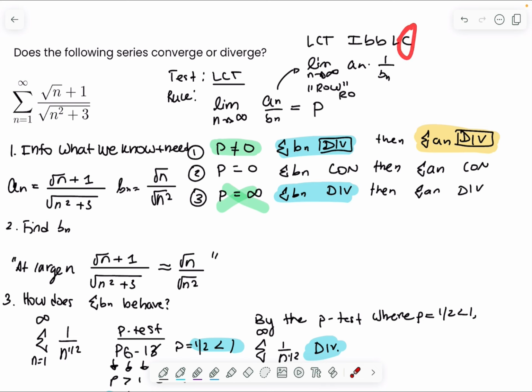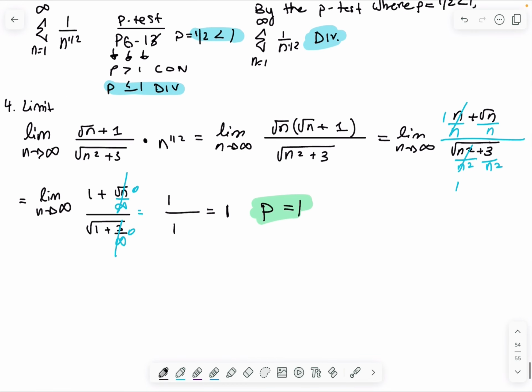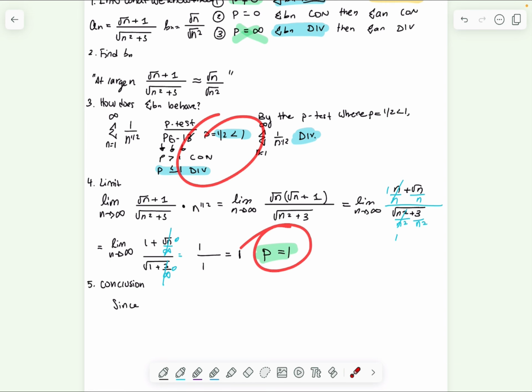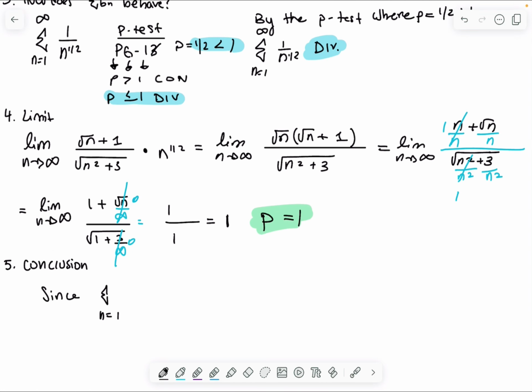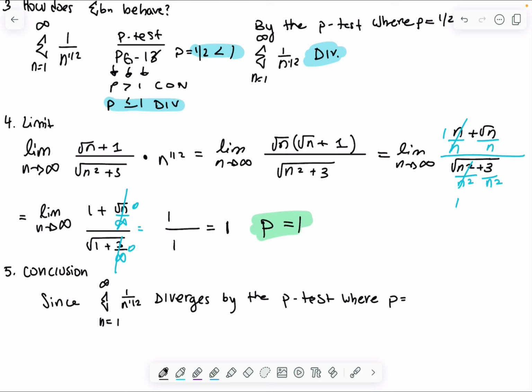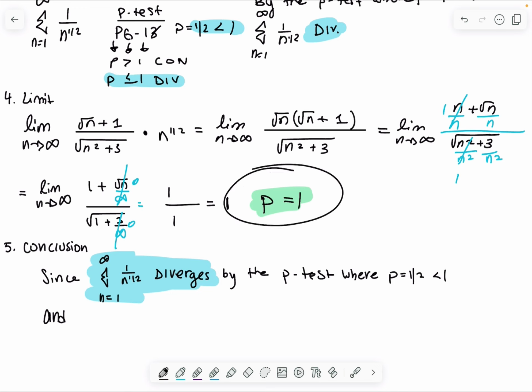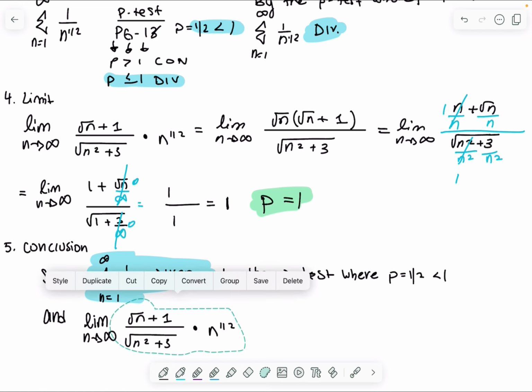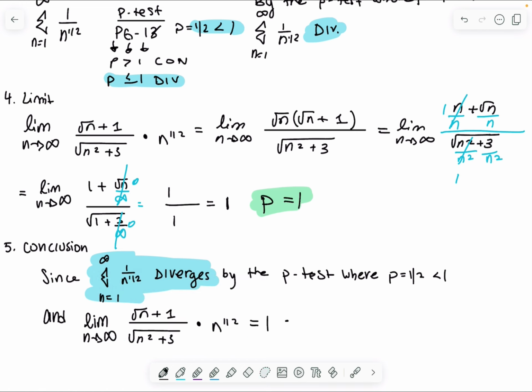And that brings us to our last step, which is our conclusion, where we put everything together in a nice, beautiful sentence. Since, and I go in the order of my work, so blue and then green, the series n equals 1 to infinity of 1 over n to the 1/2 diverges by the p-test, where p is equal to 1/2 and is less than 1, so that's this blue part. And then the green part, the limit as n approaches infinity, and I literally just write this here and what it's equal to. And I say it's equal to 1, which is not equal to 0, so it's a non-zero number. So this is our green part right here.